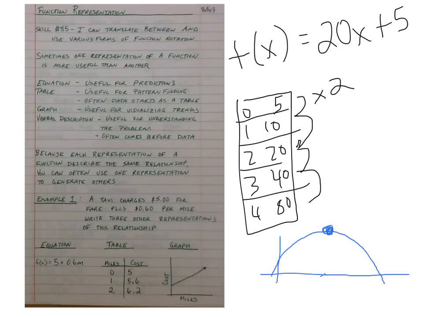And finally, a verbal description is useful for understanding the problem. Oftentimes we're presented with the verbal description, and from that we extract the other three forms. Okay, so because each representation of a function describes the same relationship, you can often use one representation to generate another. So you might be able to take your equation and represent it graphically as something like a line. Or you might be able to take your table and represent that as an equation.